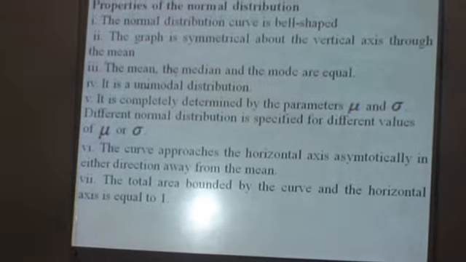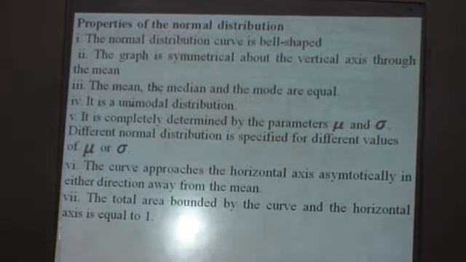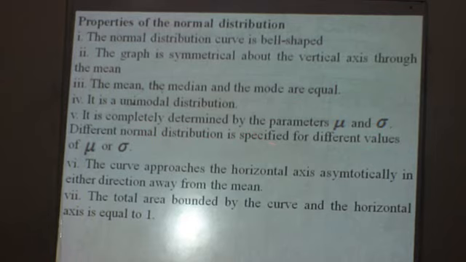Now let's move on to the fifth property. It says it is completely determined by the parameters mean and then the standard deviation. Different normal distributions are specified for different values of the mean or the standard deviation.